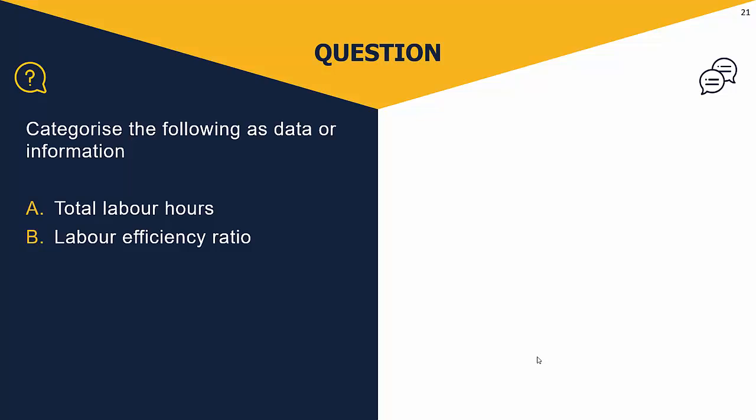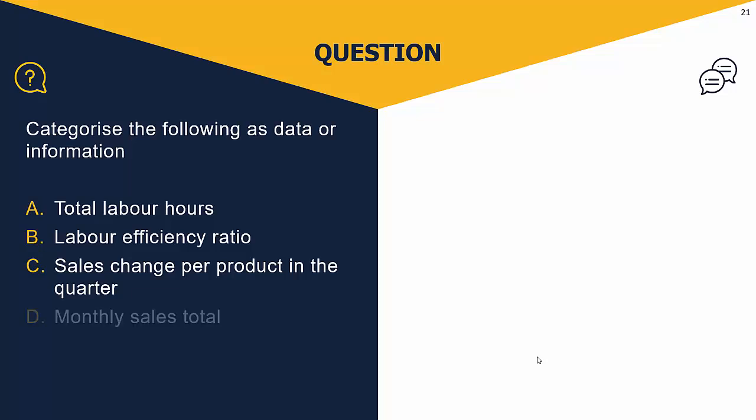We've got a labour efficiency ratio. Obviously, efficiency is all to do with speed. Okay, so a labour efficiency ratio, so how efficient has the workforce been? We then got sales change per product in the quarter. So maybe like we've seen in the previous slides, maybe we've got a report which gives us the percentage change in our different product lines. So have we sold more or less of product A, product B, and so on and so forth compared to the previous quarter? And then we've just got a monthly sales total. So it might say for product A, in the last month, we sold 5,000 units.